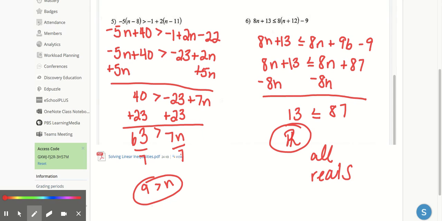Okay, so you have some examples to go off of. Your homework assignment for tonight is going to be the Inequalities Worksheet 1, and then you'll submit that either scanned or photo to Schoology.